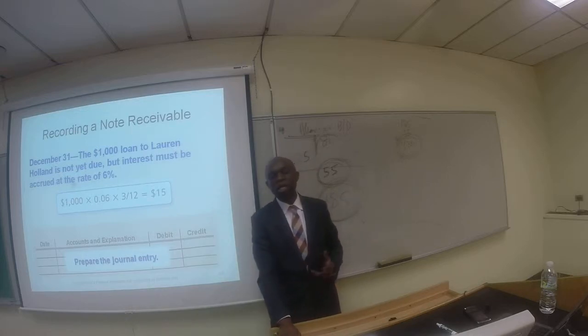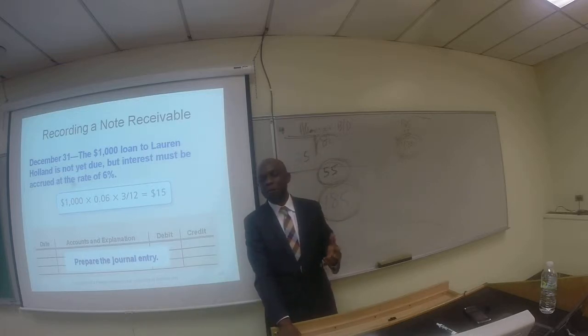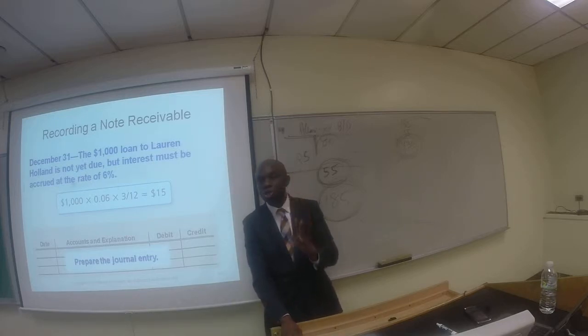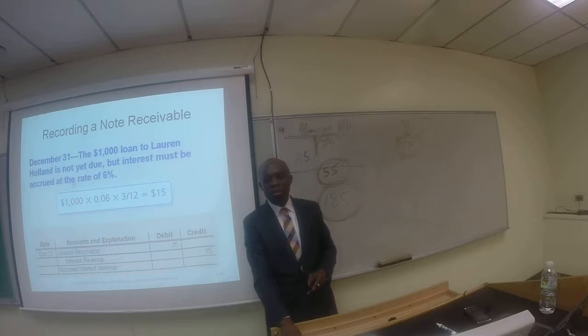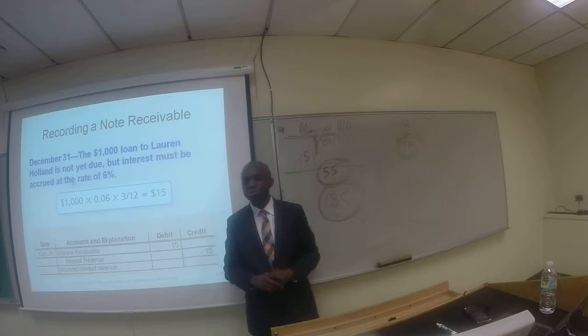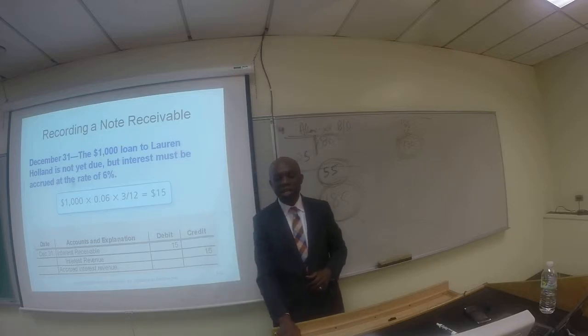So we do the math. Take a look at how we compute the interest. 1,000 multiplied by 6% multiplied by 3/12, because we are zeroing in on only 3 months interest. When we come up with that, we have $15. So interest receivable is $15. We debit interest receivable for $15, and we credit the interest revenue for $15.